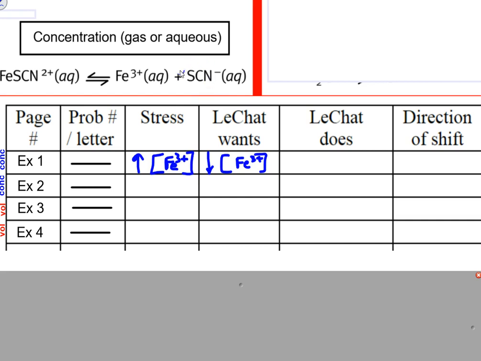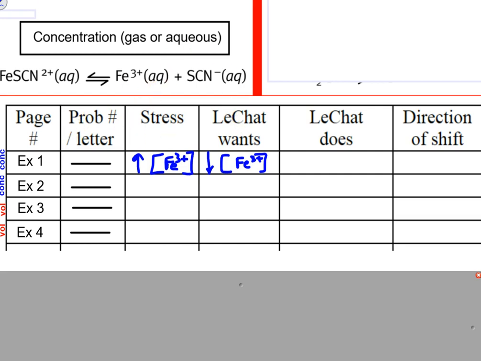However, if LeChat shifts to the left, that's his only other option, he's going to be putting iron and SCN together and making iron thiocyanate. Okay, FeSCN. So, what do you think he wants to do? He wants to get rid of iron. Should he shift left or right? Come on, think.